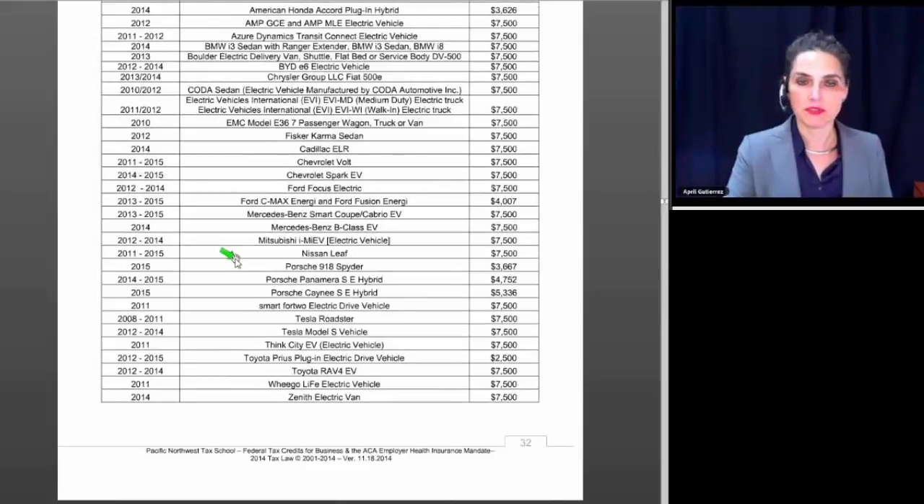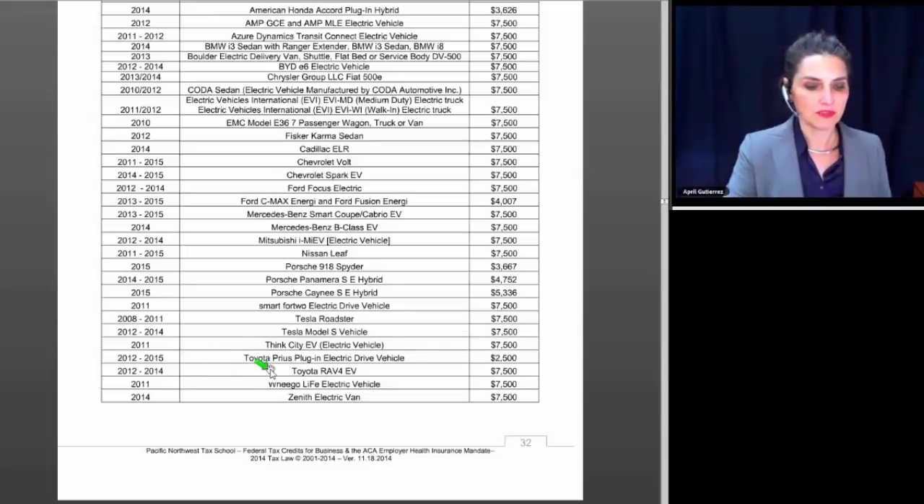Mitsubishi, Nissan Leaf was one of the first, it's still there. Porsche has a couple of vehicles that qualify for reduced credits. Then of course there's the famous Tesla that's manufactured, a luxury car. And then we have that Toyota Prius plug-in. Only a $2,500 credit goes with it. That tells you that although it is a plug-in vehicle, it doesn't go very far on electricity only.